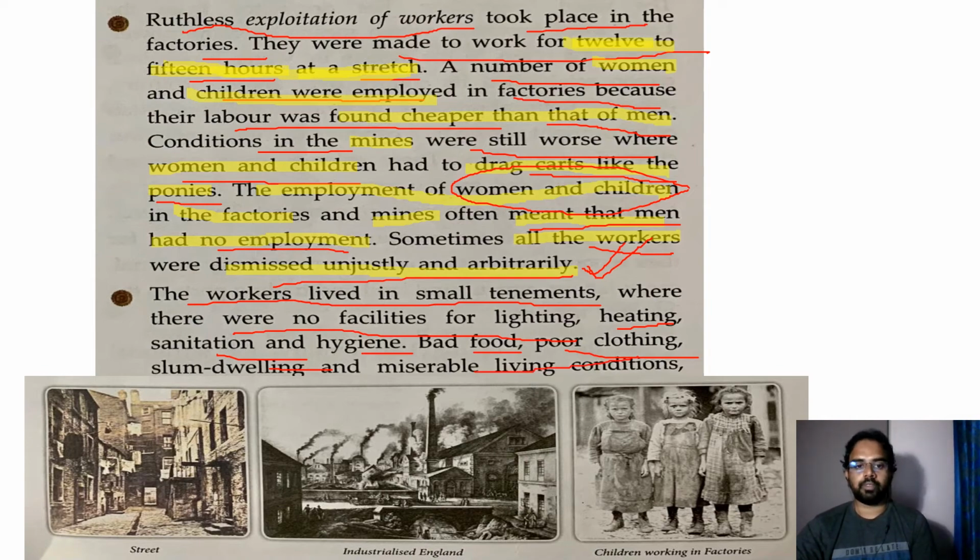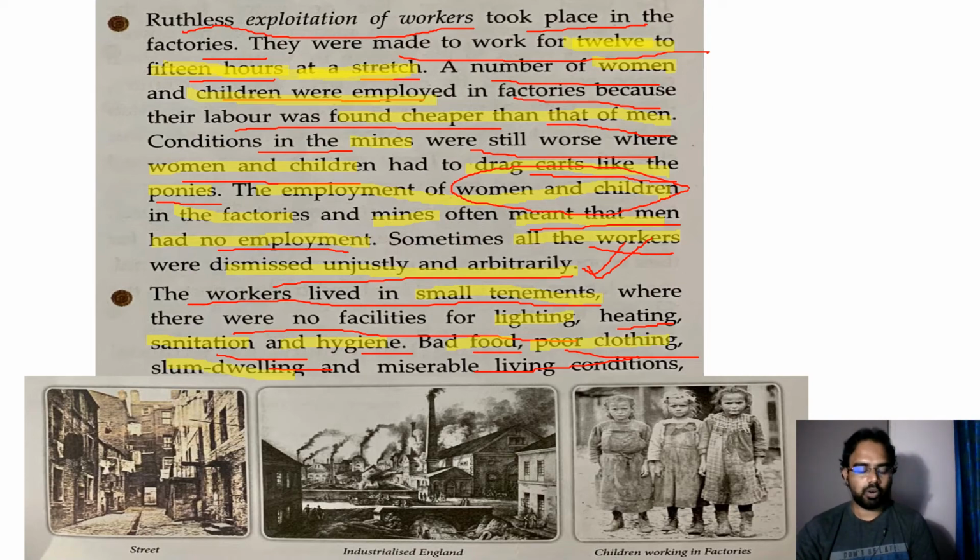So look at the factory workers and their conditions. They were living in small tenements, that means a flat kind of area. You can imagine a flat or small living area, with no lighting facilities, no sanitation and hygiene facilities, and drainages were never seen. They laid some temporary tents and other constructed buildings, and they had to live there. No sanitation or water facility was ever provided. Very bad food was provided to the workers. They had very poor clothing, and slum dwelling.